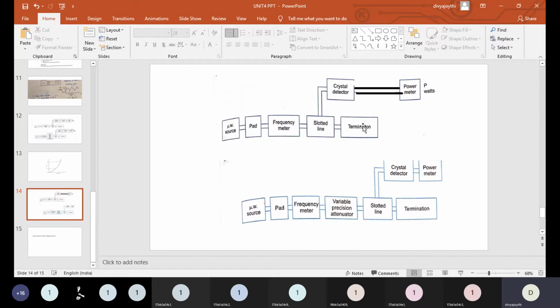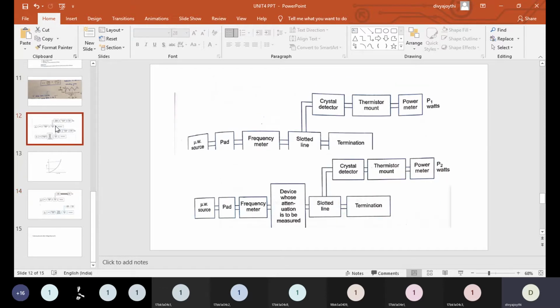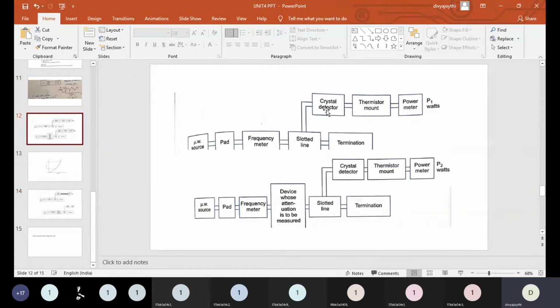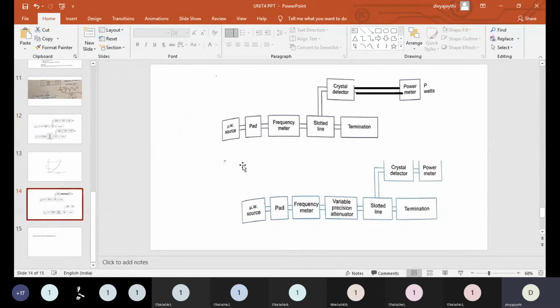If you observe here, it is very similar to the first setup of the first method, that is, the setup for the power ratio. Both setups are very similar, except that in the power ratio method, after the crystal detector we have a thermistor mount, and we are measuring P1. But in this RF substitution method, after the crystal detector we don't have a thermistor mount; we have the power meter directly.